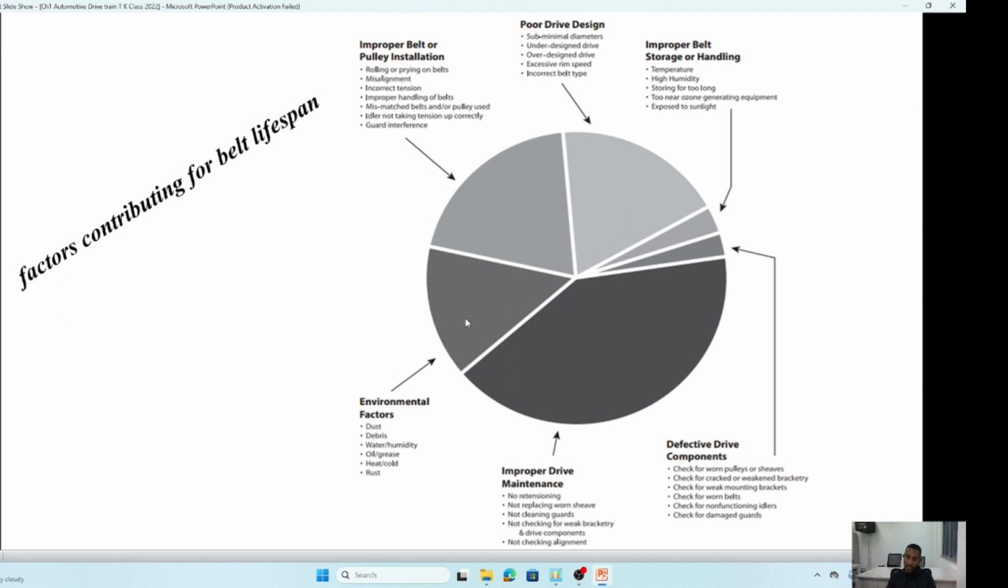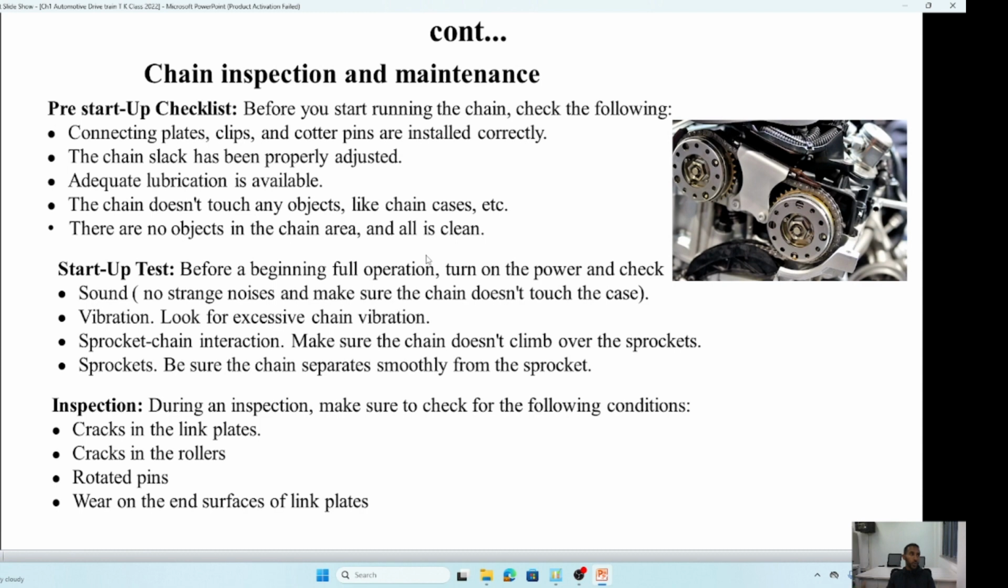Environmental factors are also critical. That's why it needs cleaning of guards: dust, water, debris, heat, rust are the factors. The humidity, oil, improper belt or pulley installation. If there is some misalignment, some incorrect tension, improper handling of the belt will be critical. If there is some poor design, that is also a factor, and improper belt storage or handling is another critical factor. So to extend your belt life, you must consider these.